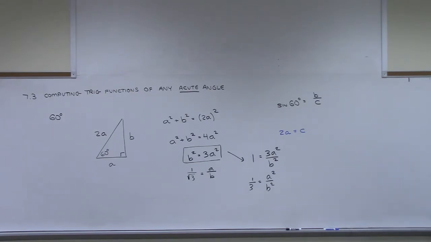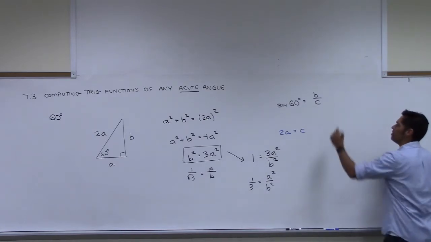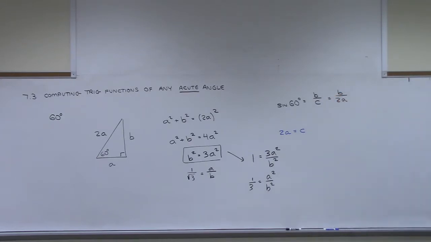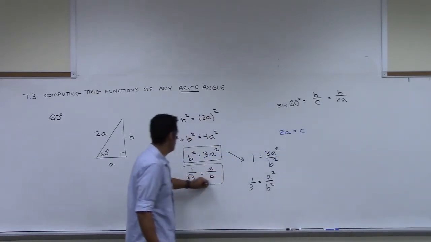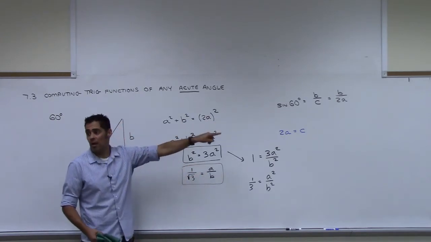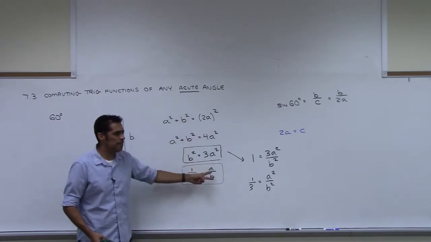Sine of 60 degrees. What is that in terms of our triangle over there? Remember, we replaced C, didn't we? So this is really B over 2A, right? Any ideas on what I can do here? Look at this right here. I know what A over B is, right? A over B is this. I want to know what B over A is. So what can I do? Just reciprocal, right? If I flip this and flip this.